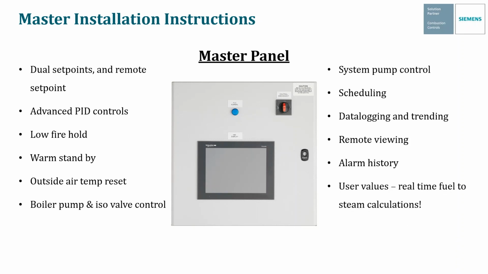The master panel also has something that's called user values. Now, these user values are basically calculations that can be created using any of the Modbus information that we have from the master panel, the analog inputs, the various boilers. And what you can actually do is show things like a real-time fuel to steam calculation right there on the screen. It's extremely powerful, but again, it's one of those more advanced features that we may not have time today to go through in detail.